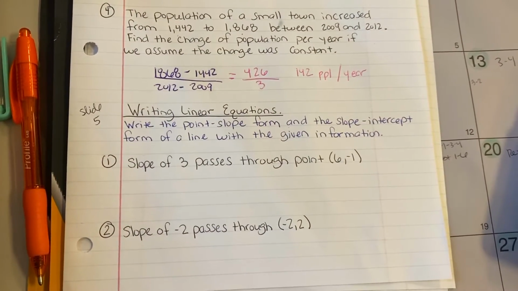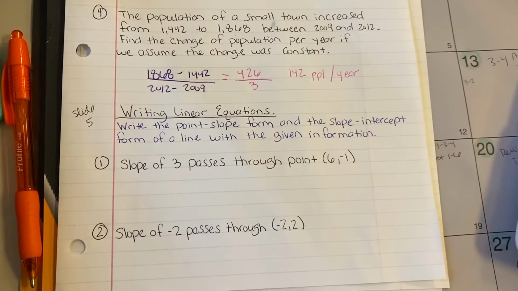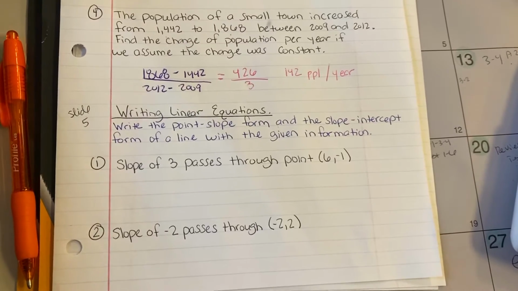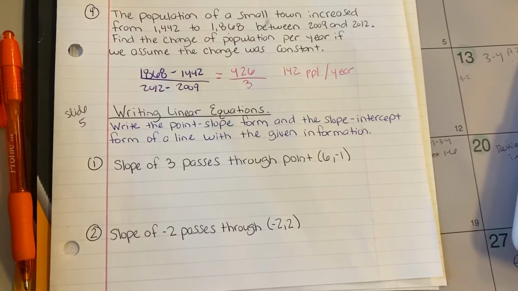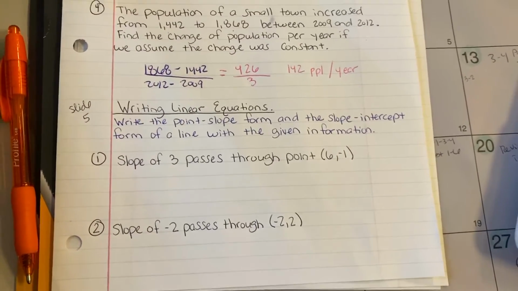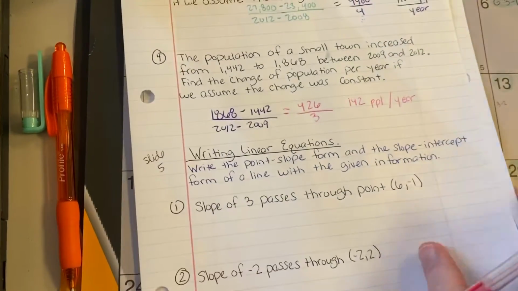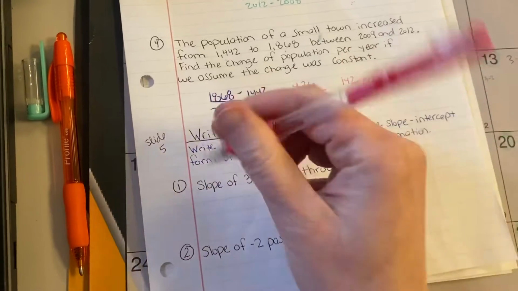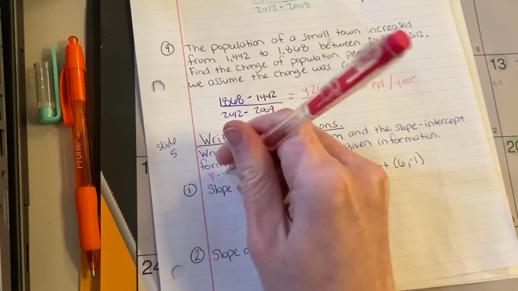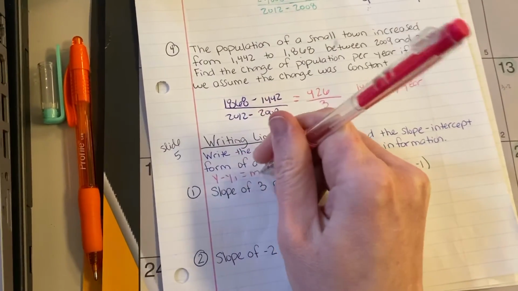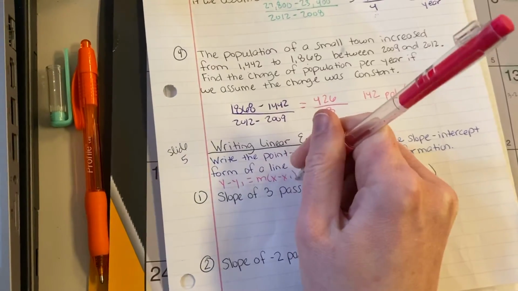Okay, slide 5, we're going to be writing linear equations. First, we're going to write the point-slope form, and then we're going to write the slope-intercept form of a line with the given information. So first, let's start off with the point-slope form. We have to know what that equation is. So the point-slope form is y minus y1 equals our slope times x minus x1.